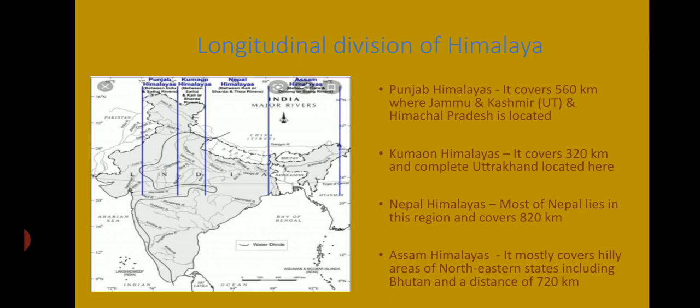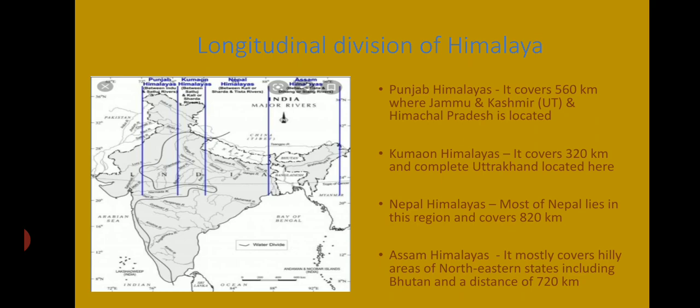Now, first is the Punjab Himalaya. The length of this Punjab Himalaya is 560 kilometers, and it lies between the Indus and Satluj rivers. As you can see in the map, the region which comes in this is Jammu and Kashmir, presently a Union Territory, and Himachal Pradesh. Then we see the Kumaon Himalaya, which covers almost 320 kilometers, and it lies between the Satluj and Kali river, also known as Sarda river. The length is 320 kilometers.